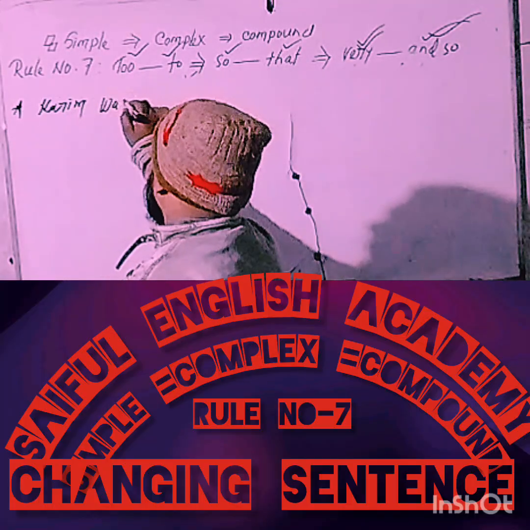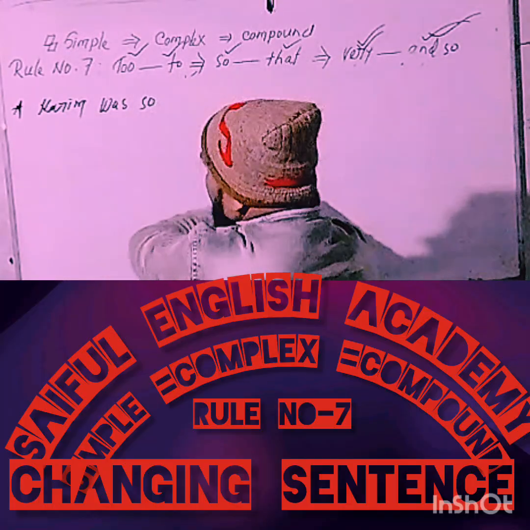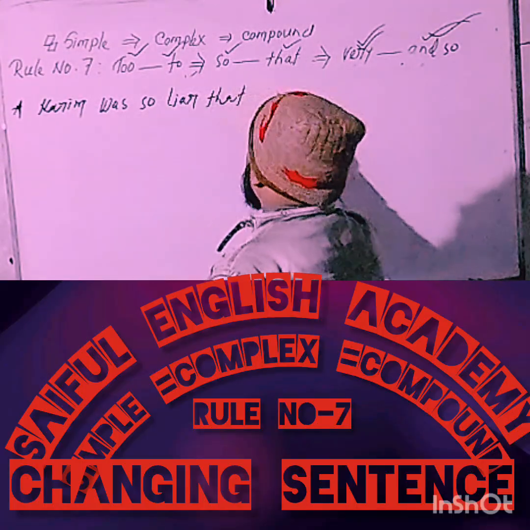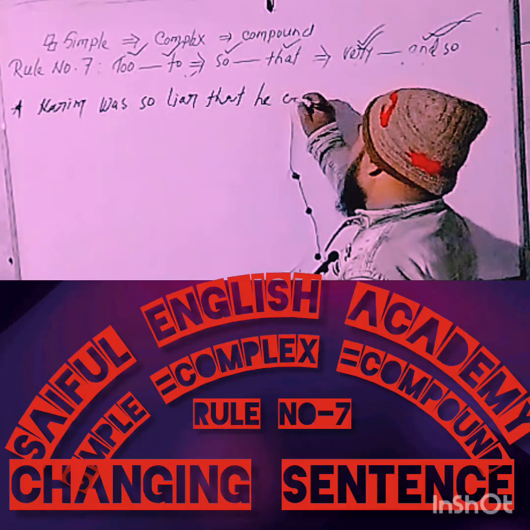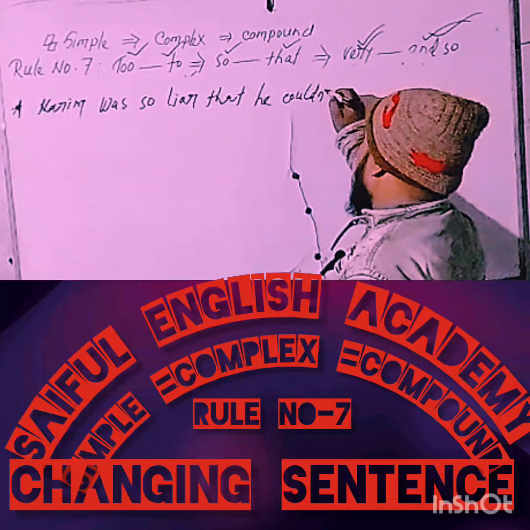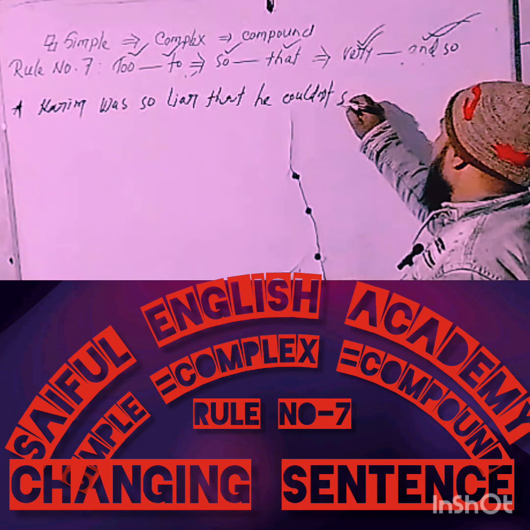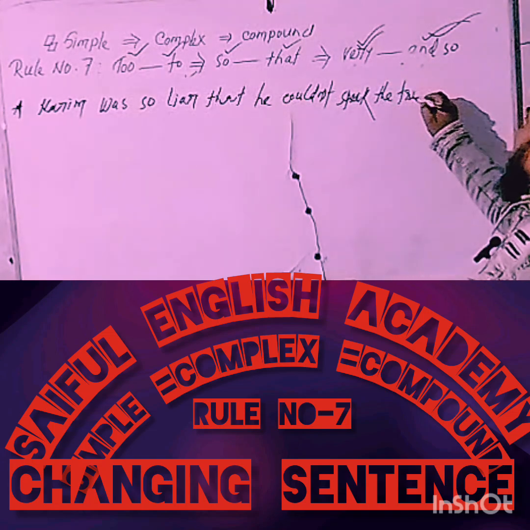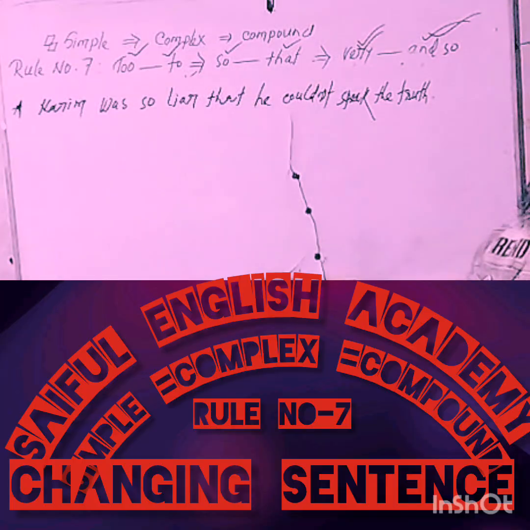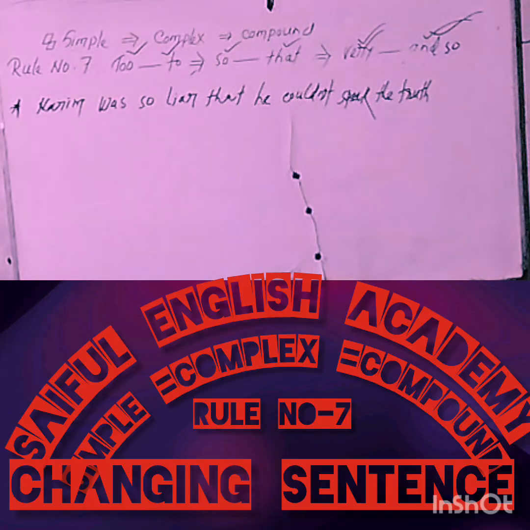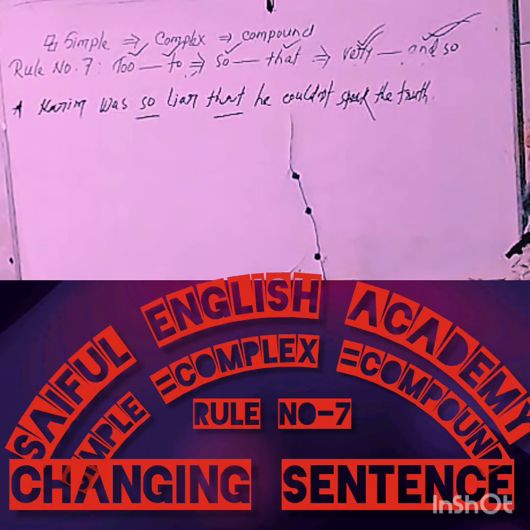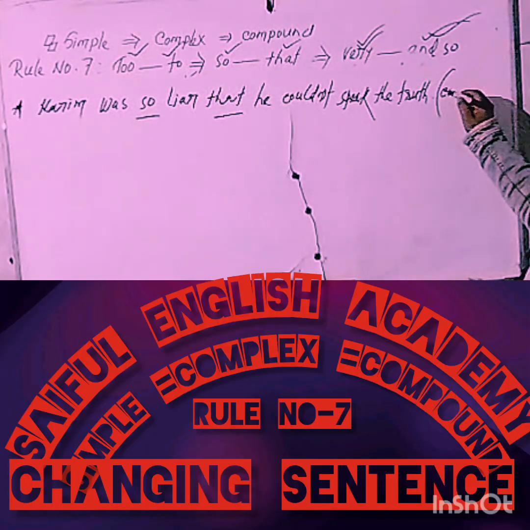He was so liar that he couldn't speak the truth. Okay, major units. At first, you'll have to identify what category of sentence it is. It's of course a complex sentence. Now, suppose you are told to change such a statement into a compound sentence.